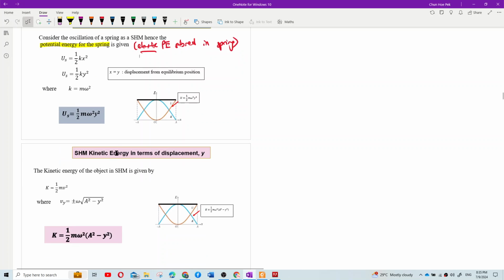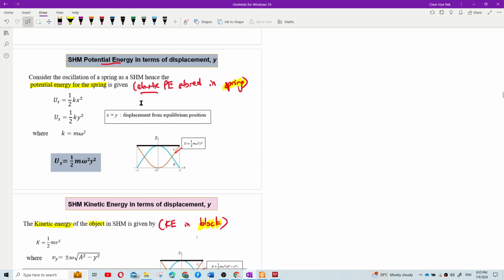But for kinetic energy, what is it? Kinetic energy is the kinetic energy of the object, so this kinetic energy is in the block. The elastic potential energy is in the spring, the kinetic energy is in the block. Understand?